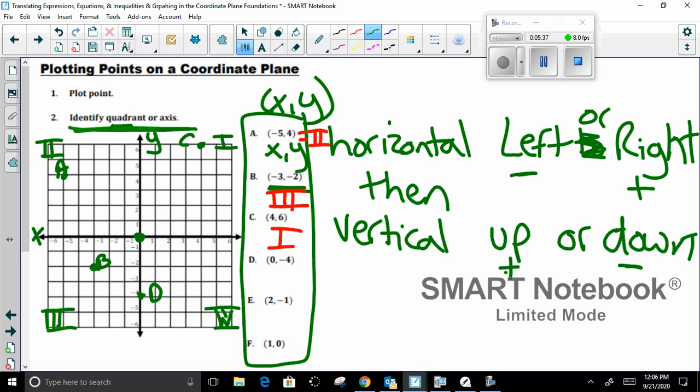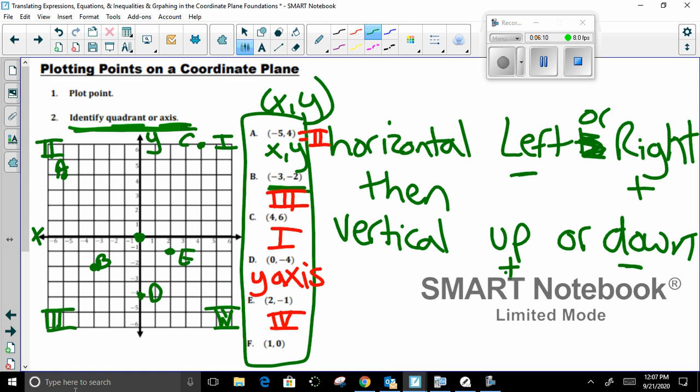Notice it says identify the quadrant or the axis. I would just say y-axis here, since I land right on it. I'm in no specific quadrant whatsoever. E is 2, -1. +2 means I go horizontally to the right 2 for x. -1 for my y means I go vertically down. That is point E, which is in quadrant 4. It's an IV in Roman numerals.